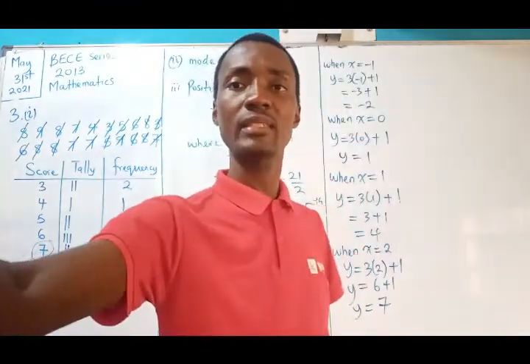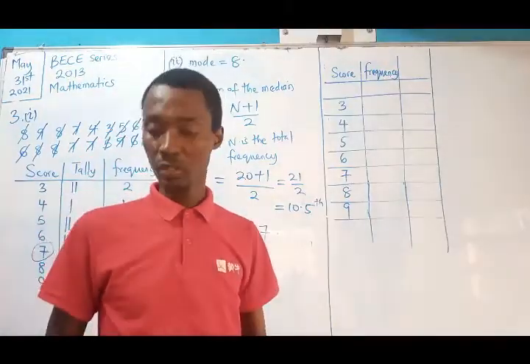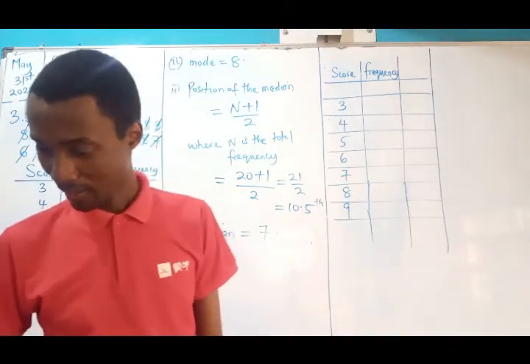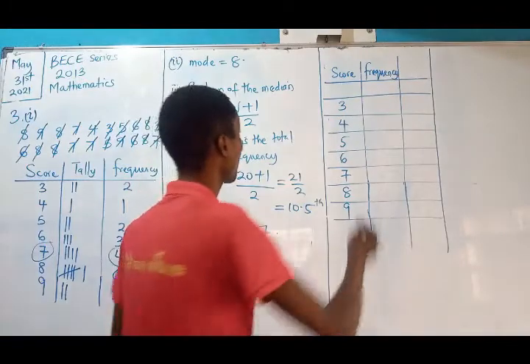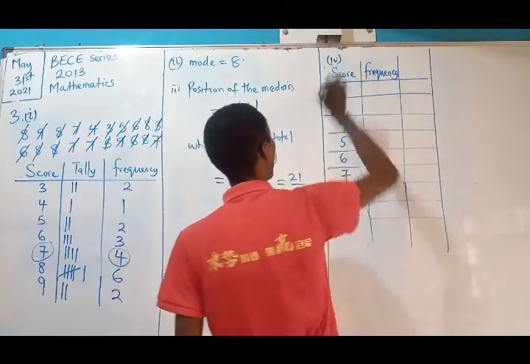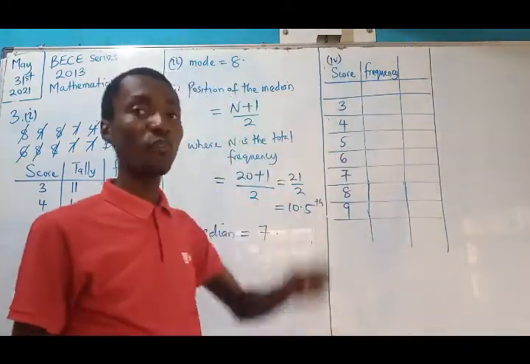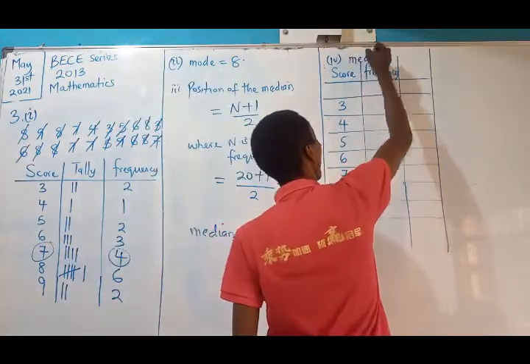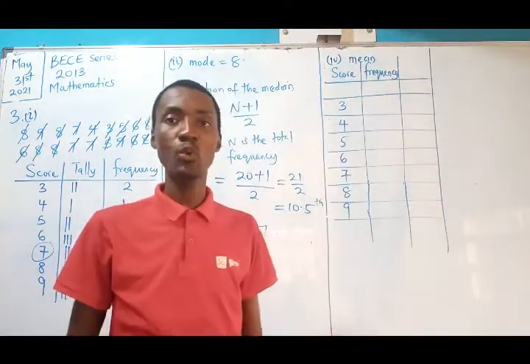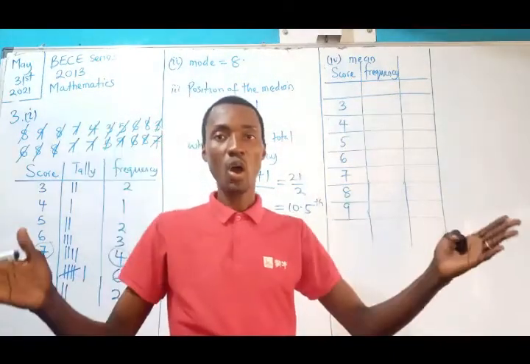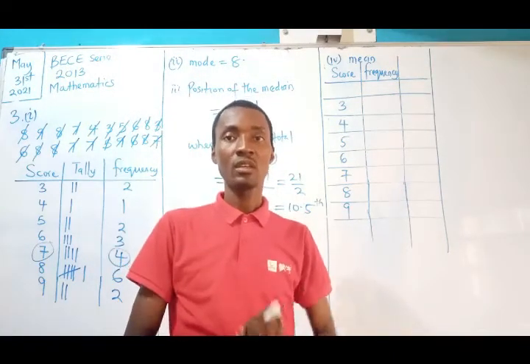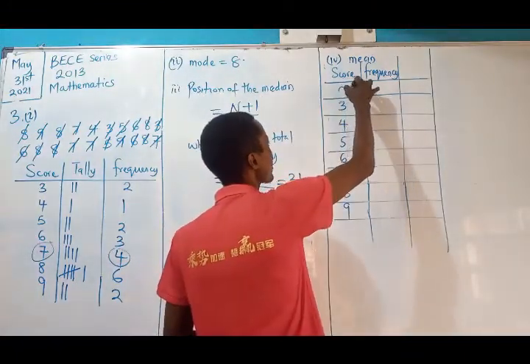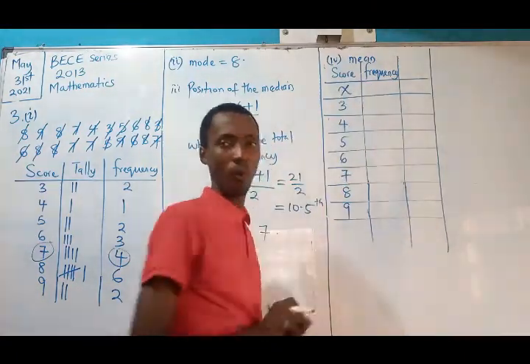Now, the last question there says, what is the mean? So let's try to do that now. Okay, the last question there, which happened to be Roman figure 4, requires us to look for the mean. What is mean? Mean is simply the sum over the frequency.